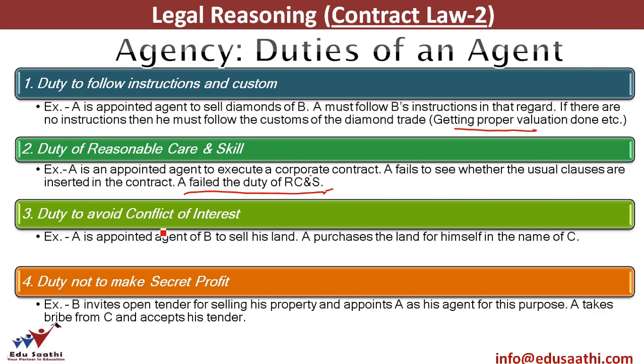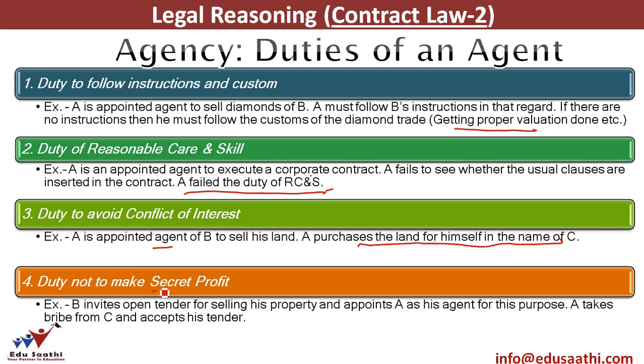Duty to avoid conflict of interest. There must not be any conflict of interest between your agency work and your personal interest. For example, A is appointed agent of B to sell his land. A purchases the land for himself in the name of C. So there is a conflict of interest wherein he purchased the land which he was authorized to sell in the name of C. So the conflict of interest arises there.